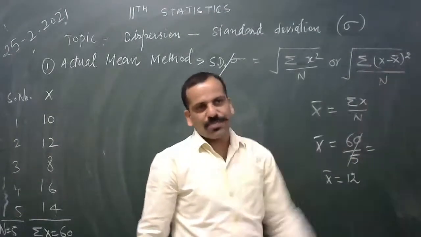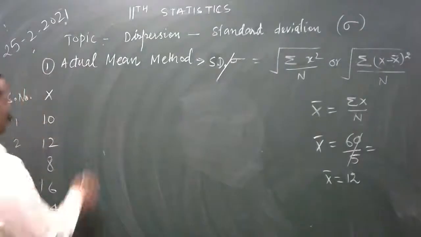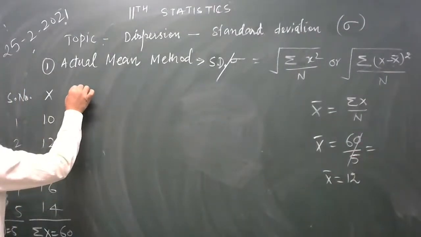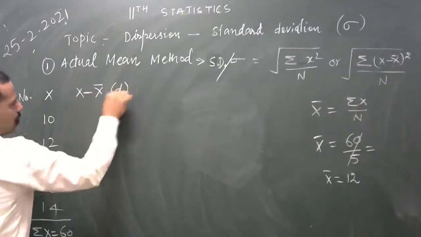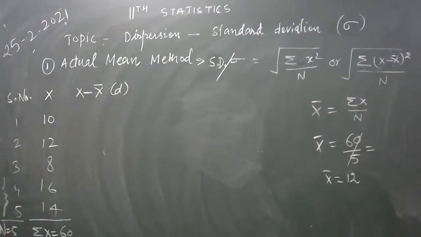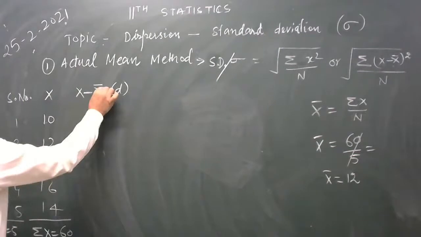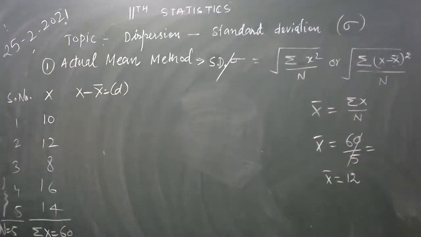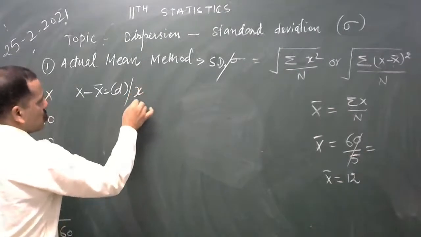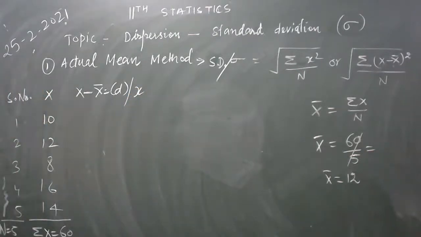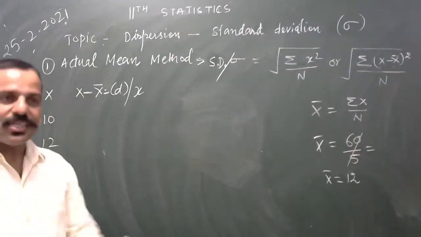Now the next step: x minus mean. This is also called deviation. X minus mean means deviation. I am writing D for deviation. This is also called deviation, or else you can write small x. D for deviation; the small x means deviation.